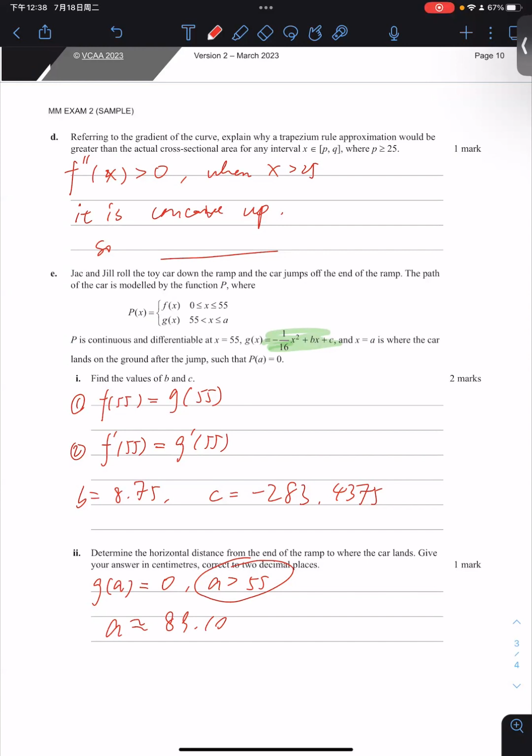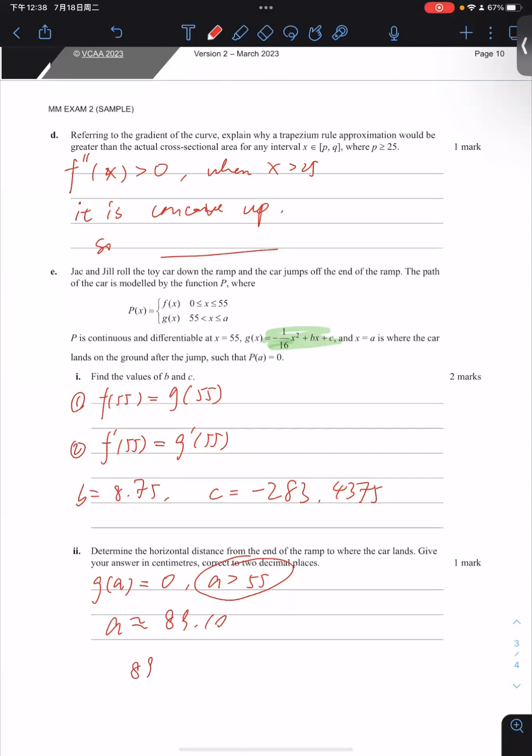So the final answer is 89.10 minus 55, which is 34.10 centimeters. That is the final answer, the distance between the end of the ramp and the moment the car lands on the ground, and in the unit. So when there is a unit, not ratios or other things, you have to provide your unit at the end.